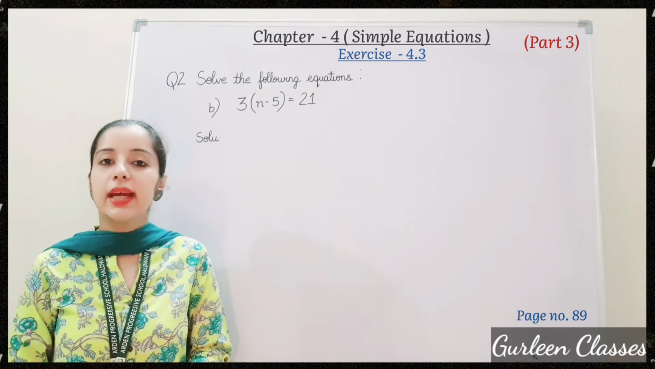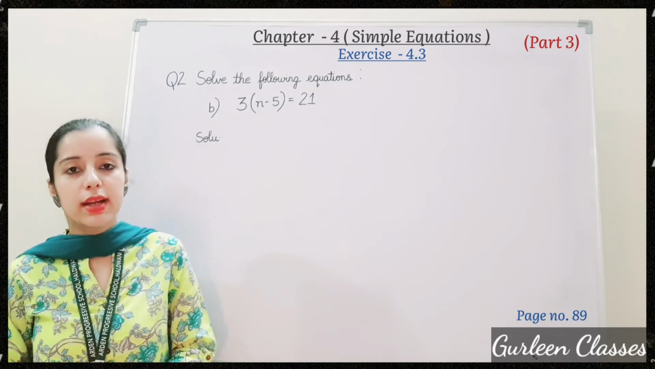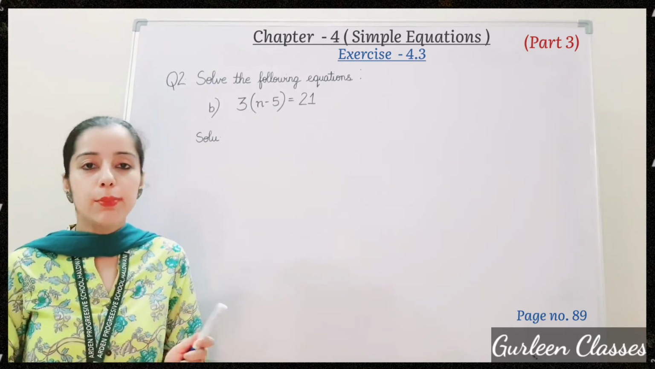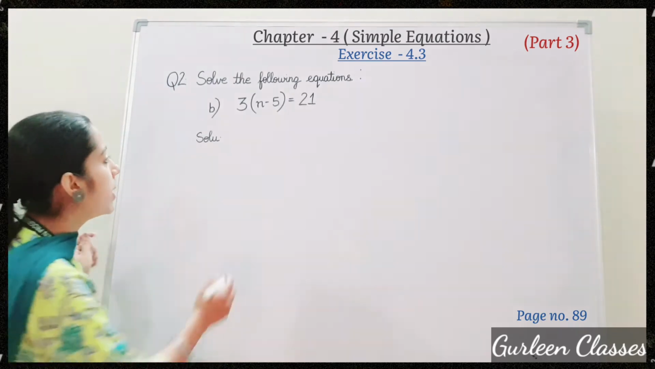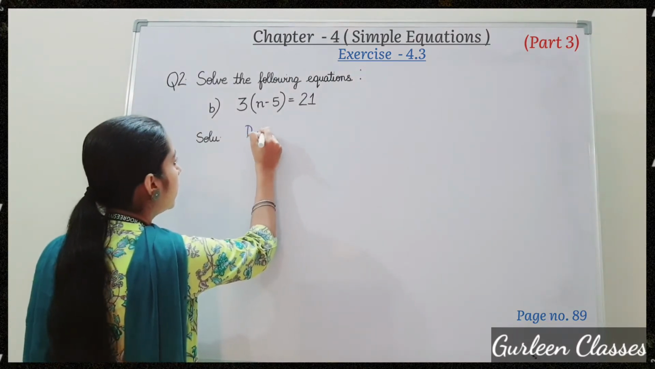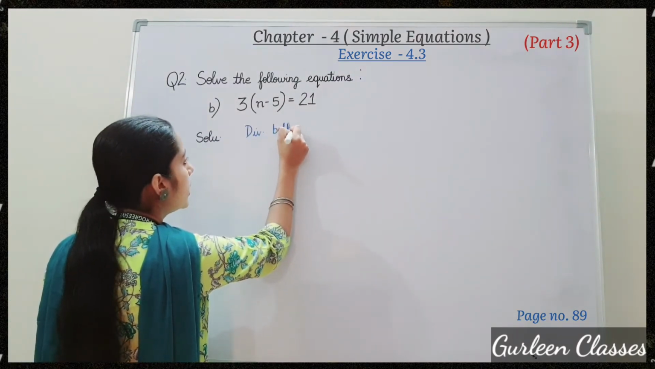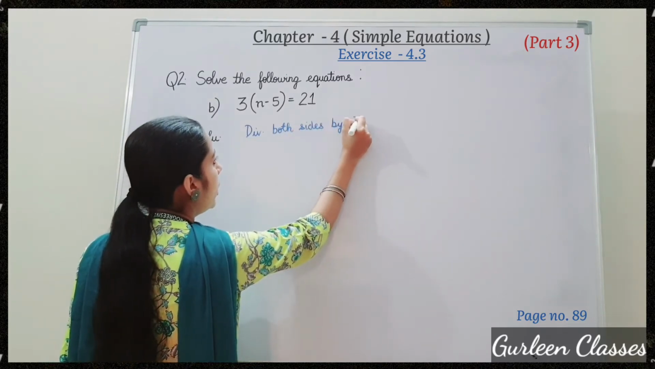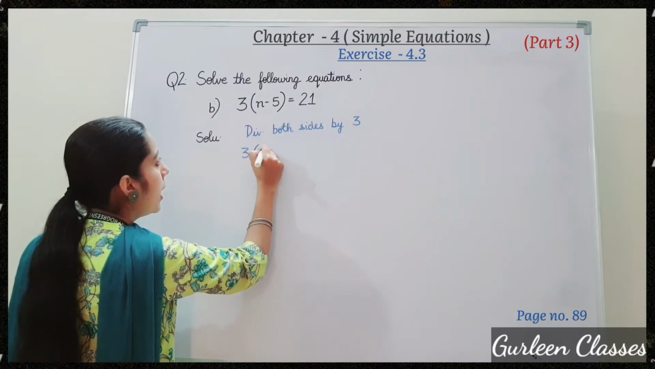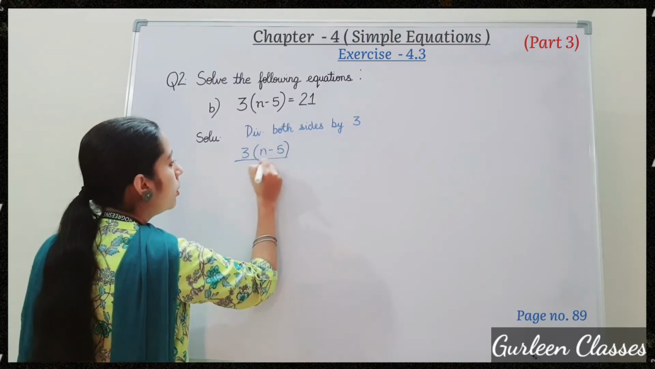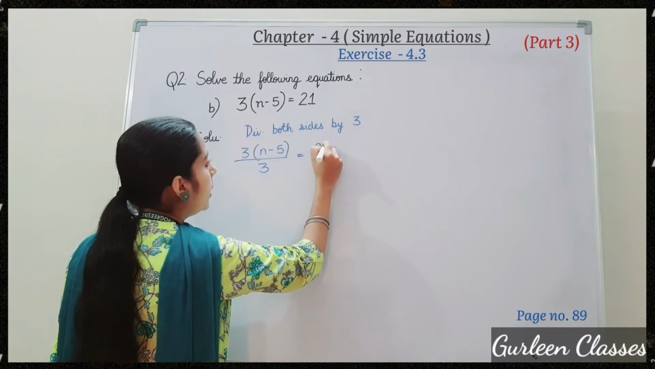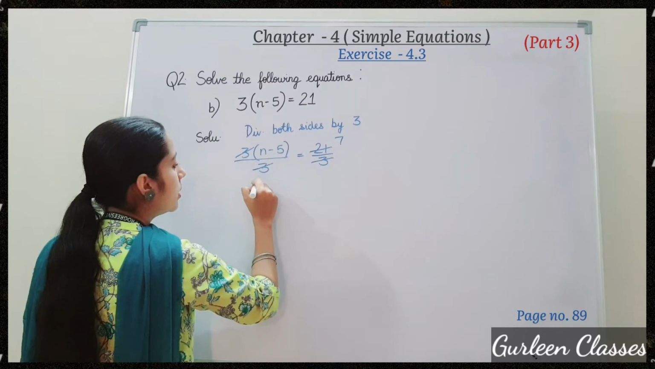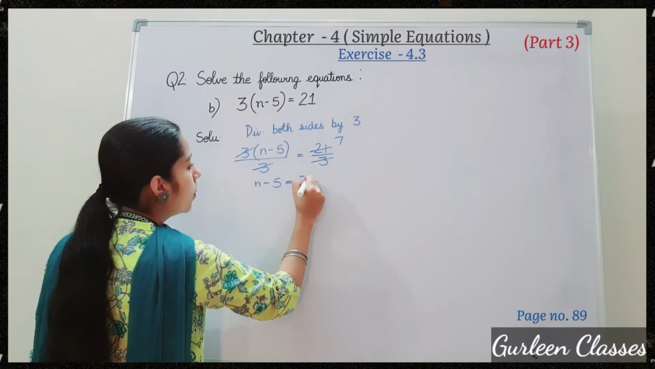Part b. 3 bracket n minus 5 is equal to 21. First step is we have to remove this 3 from LHS. So dividing both sides by 3. 3 bracket n minus 5 upon 3 is equal to 21 upon 3. 3 7s are 21, 3 cancels. n minus 5 is equal to 7.